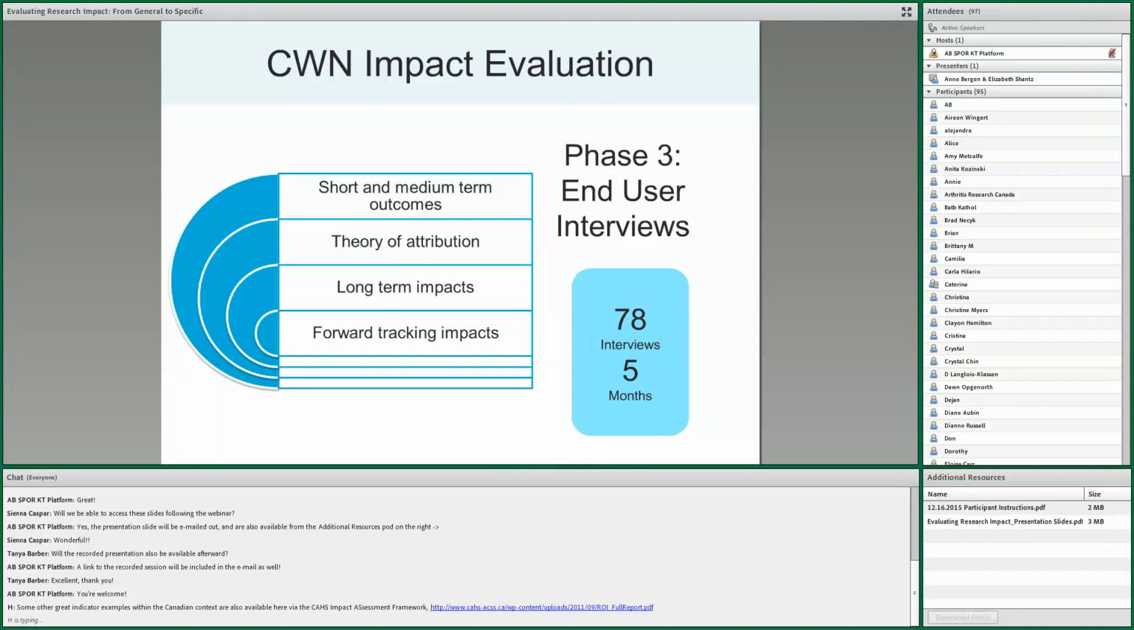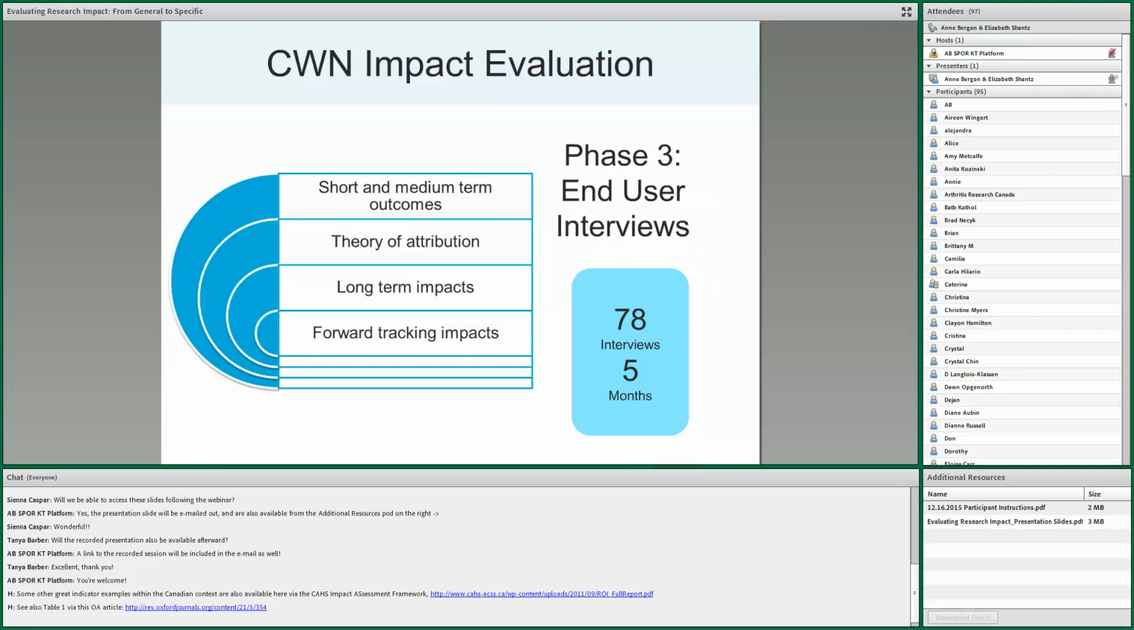In the third phase of our impact evaluation, we had interviews with end users. So we had originally intended to complete this in-house, but after spending more than a year of staff time working on the first 2 phases, we decided that it was just beyond our in-house capacity to do, and we brought in Knowledge to Action to help us with this step.